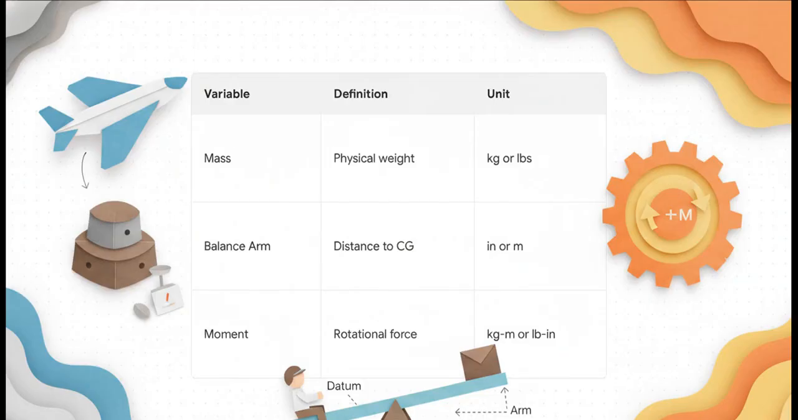First up, let's look at the three variables that make up every single weight and balance sheet. First, mass. That's just the physical weight of the item. Easy enough. Next is the balance arm. Think of the aircraft kind of like a giant seesaw, and the datum is your center pivot point. The arm is the exact distance from that datum out to the item you're loading. Finally, we have the moment. A moment is essentially the rotational force exerted by that mass at that specific distance.